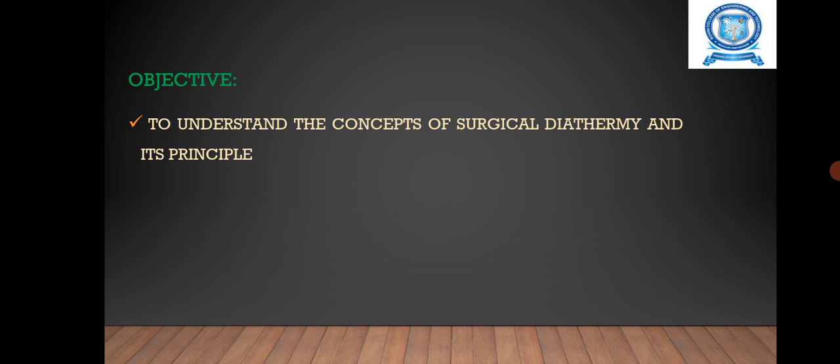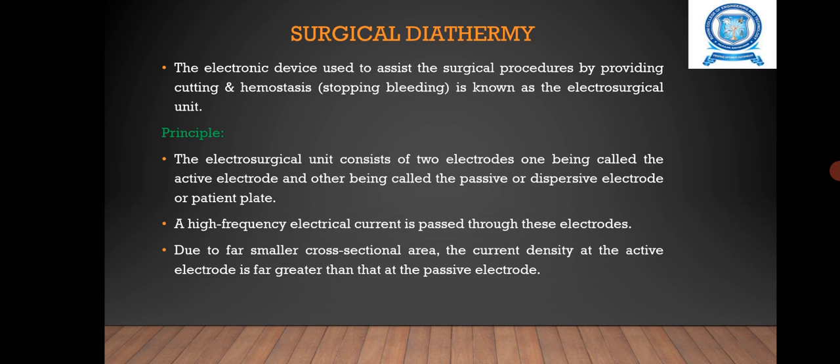Objective: to understand the concepts of surgical diathermy and its principle. Surgical diathermy is used to assist surgical procedures by providing cutting and hemostasis, that is, stopping bleeding. It is known as the electrosurgical unit.